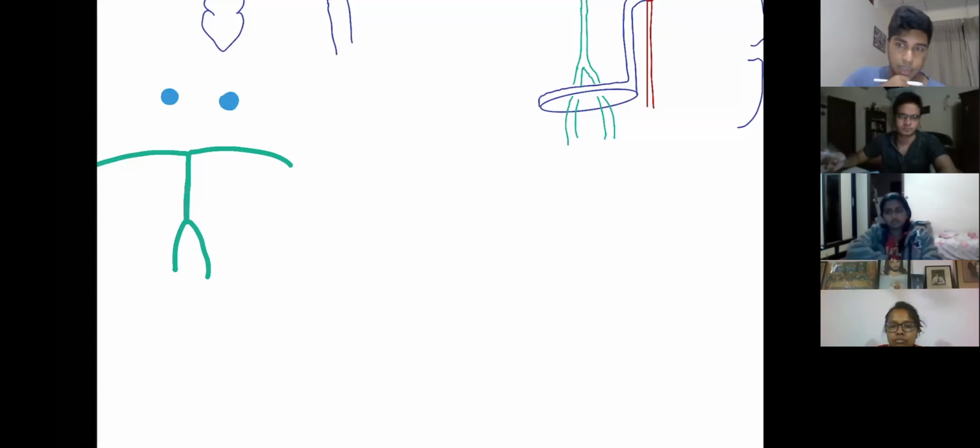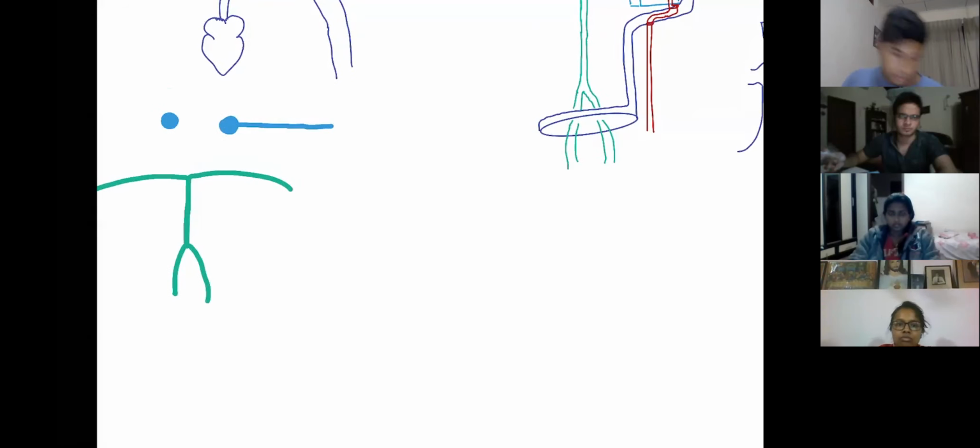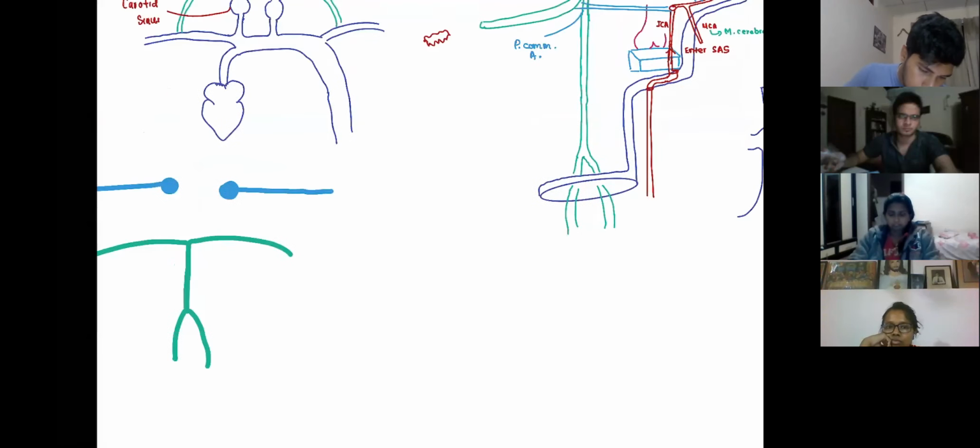Now, what was that artery which I just drew? This is the internal carotid artery. What is this? The middle cerebral arteries, and these are the anterior cerebral arteries. Then you draw the communication between these. Okay, let me use a different color.